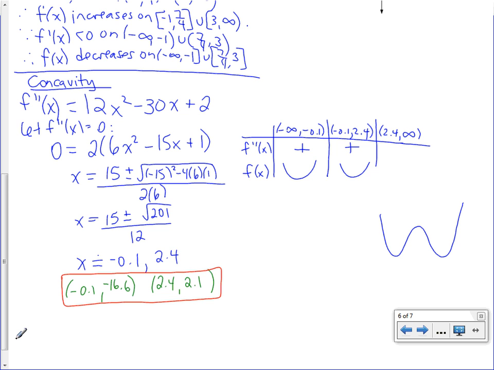It's positive? Okay. So if that's positive, that's the mistake, guys. 15 plus root 15 plus, so 15 minus root 201. Oh yeah, 5 by 12. So 0.01. Okay, so it should have been 0.1. So then is the negative 16.6 still good?